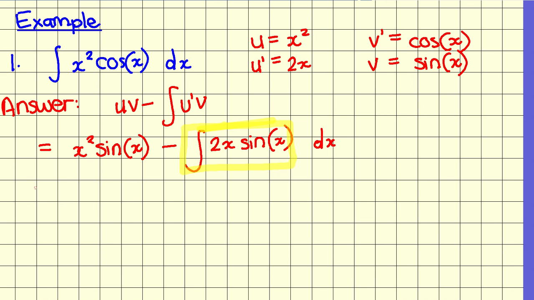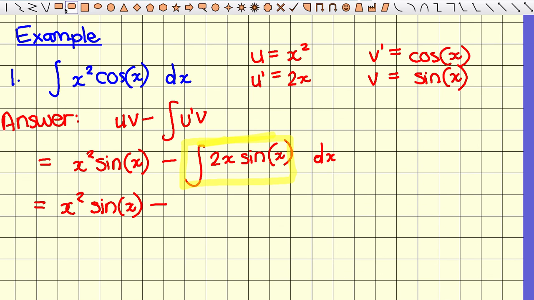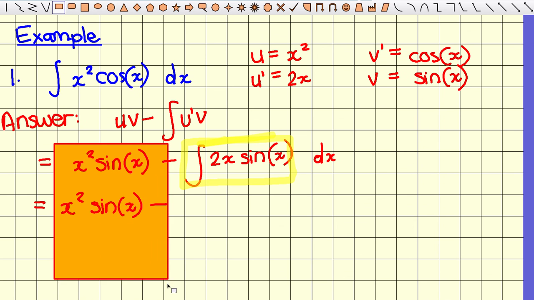Okay, so this first part is going to stay the same. Okay, so x squared sine x take away. So it's just the bit in the yellow box that I need to do integration by parts on again. So I am going to change my colour to purple. So pretend that this part doesn't even exist. Okay, so see, for example, I'll get rid of this. Oh, that didn't really work.